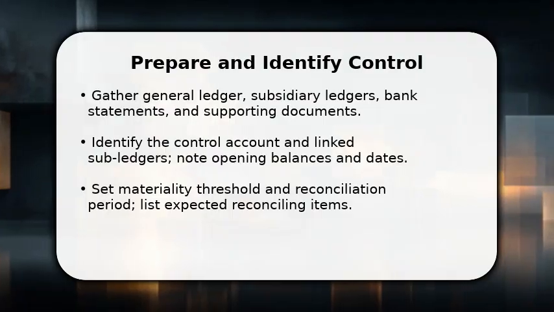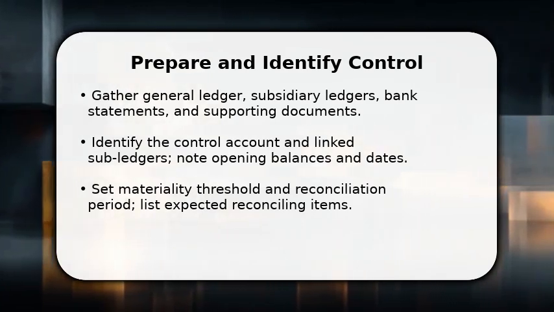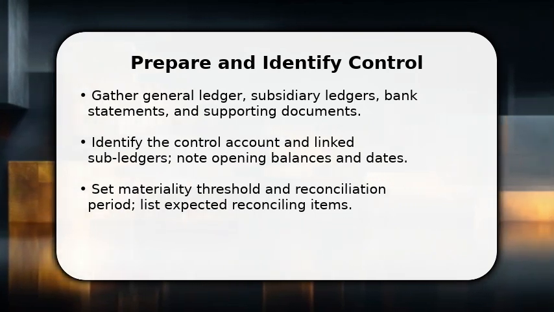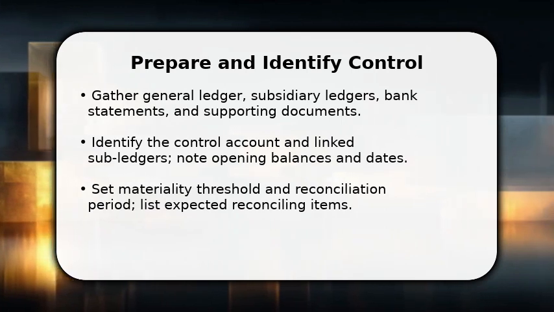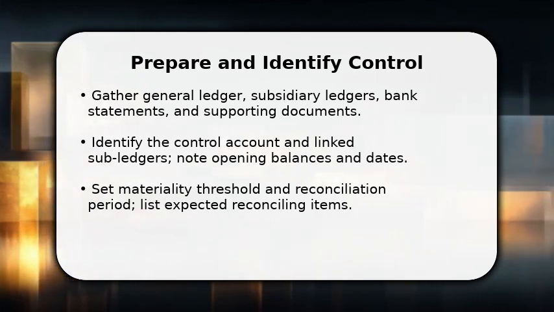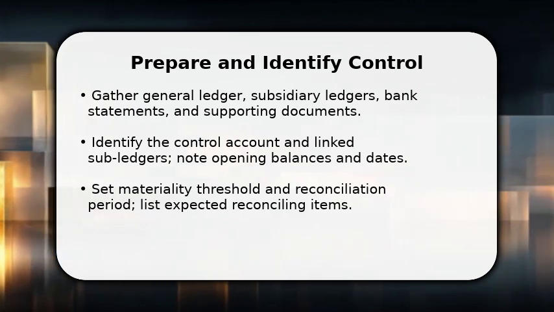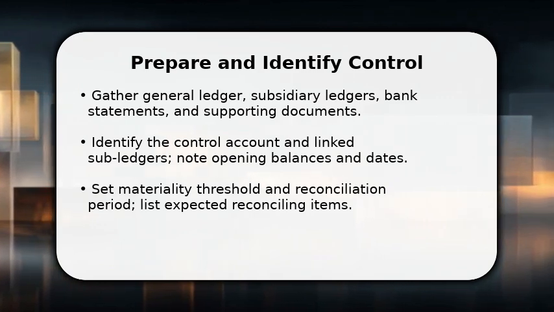You start by focusing on the control account and the related subledgers immediately. Pull the general ledger, subsidiary detail, bank statements, and invoices for the period. Make sure dates match. Once done, document opening balances and outstanding items, then set a materiality threshold to prioritize differences. You want a clear reconciliation period and a checklist of expected reconciling items.